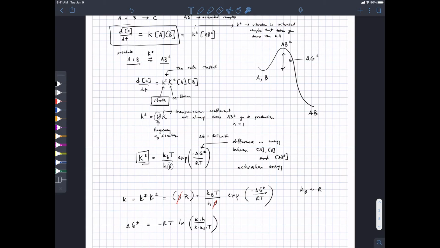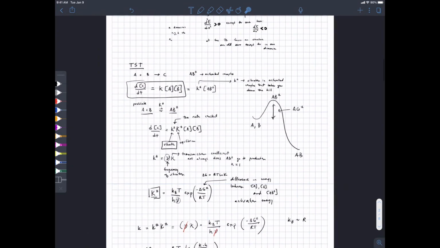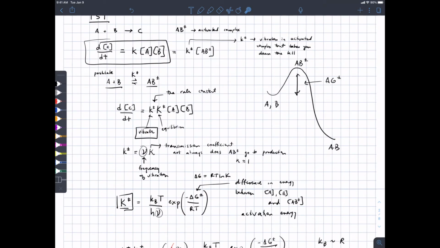Okay, so that's a lot of math. What is the take-home message? Well, the rate of the reaction depends on the energy difference between starting materials and transition state. It also depends on this vibrational constant, which describes the vibration that takes the activated complex towards products. It depends on this transmission coefficient, which describes how often, when you're up here, you go forward versus backwards. And then it depends on temperature.